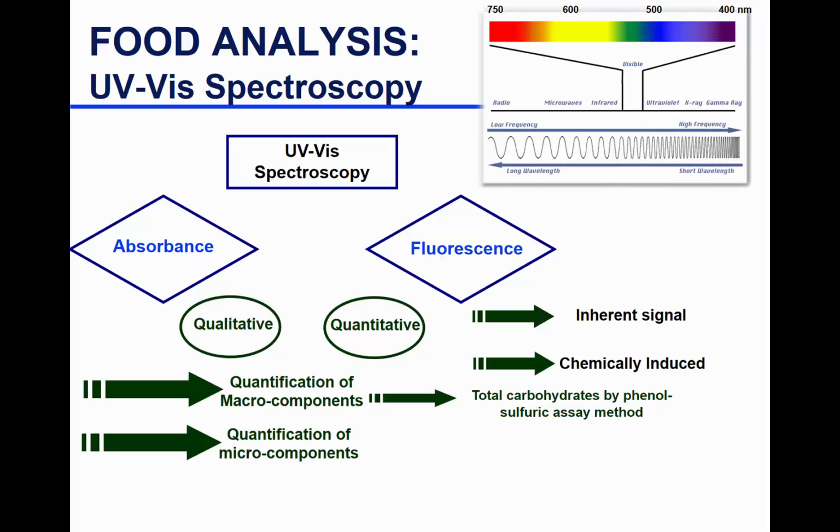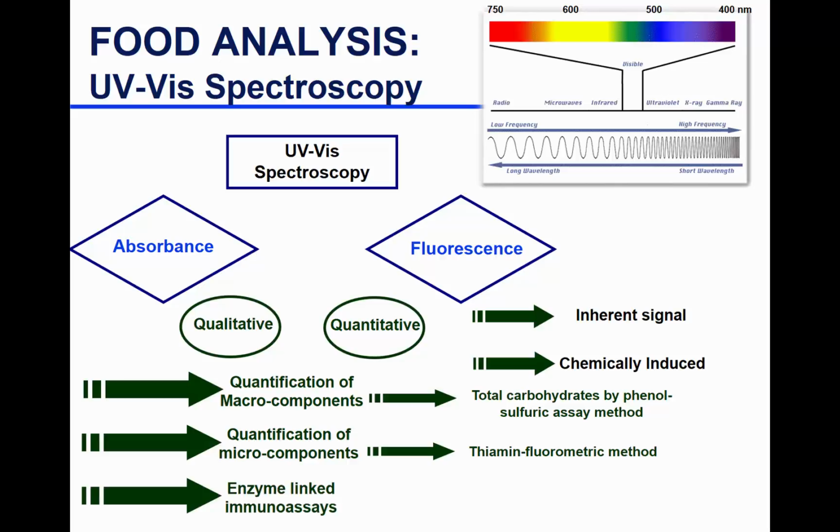Quantification of microcomponents, so components that are present in small concentration. An example is the thiamine fluorometric method, which we'll talk about when we cover the vitamin chapter. And there are a lot of different quantifications of microelements. What you did in AA is one example. There are so many different examples. This is just a couple.